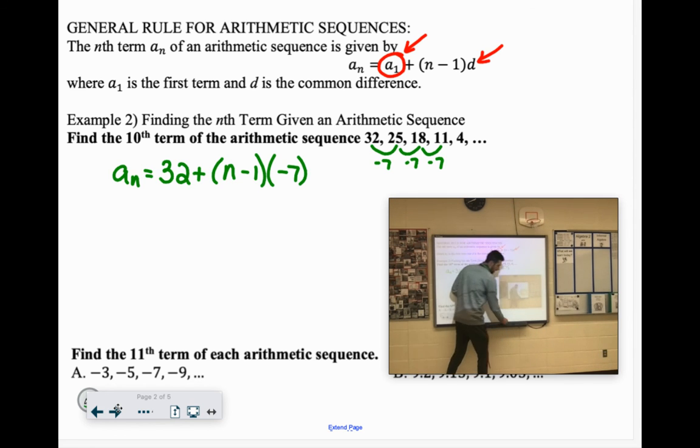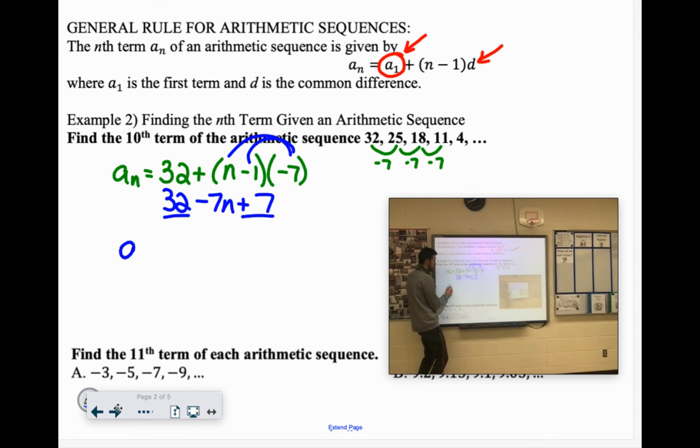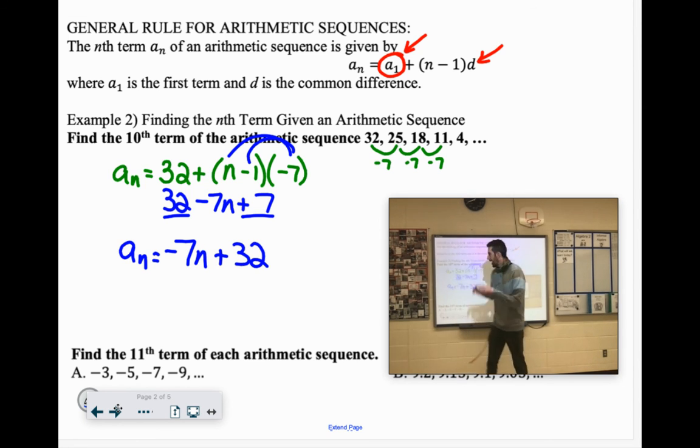But if you had to crank out a bunch of terms, I prefer to simplify the right half of this equation. So you can distribute this -7, which would give you -7n plus 7, and then you can combine your 32 plus 7. So we'd have a sub n equals -7n plus 39. So if they ask to find the 6th, 7th, and 12th, I like having this formula. But we're going to finish this on the next one.